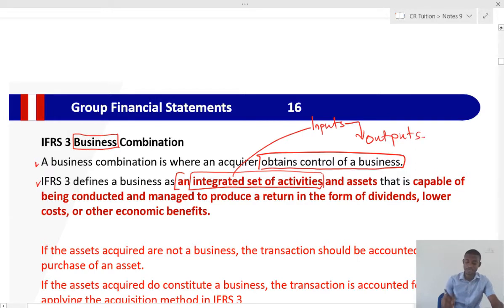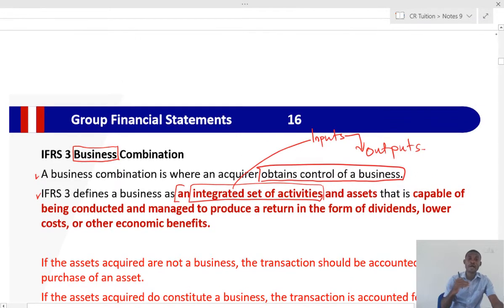So a business has identifiable inputs and a process where these inputs are converted into outputs. It does not necessarily have to be goods. It can be services. There should be a process of rendering a service and there should be an identified output. That's a business. And in this business, we have assets, and these assets can be used to what?